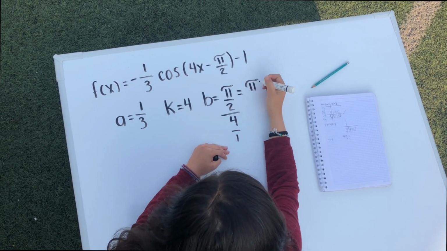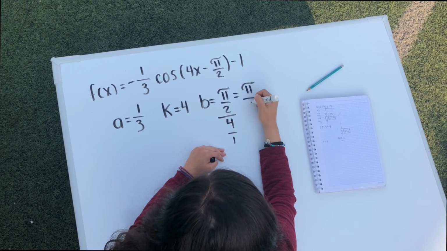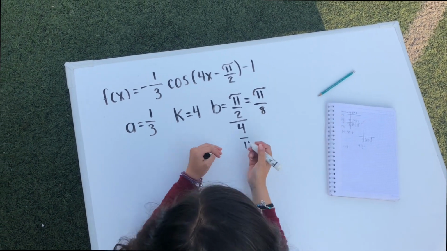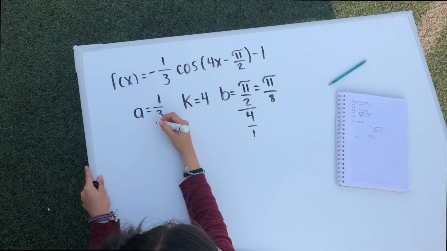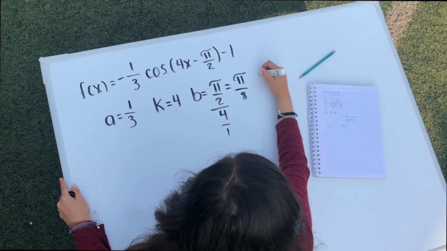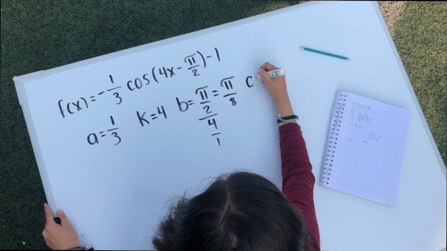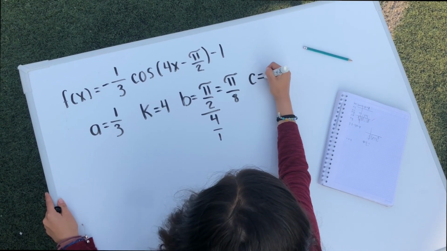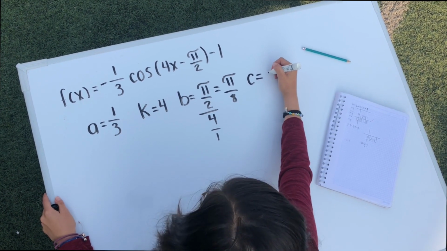Then what we will have furthermore is c. C will be the vertical shift. The vertical shift helps us to know if we have to go up or down. And in this case, it will be -1, as it is always the individual value.